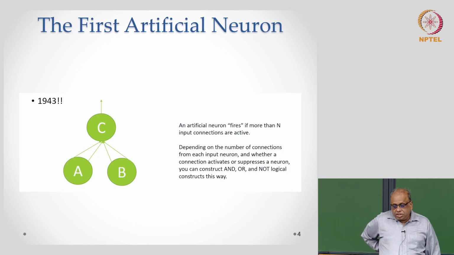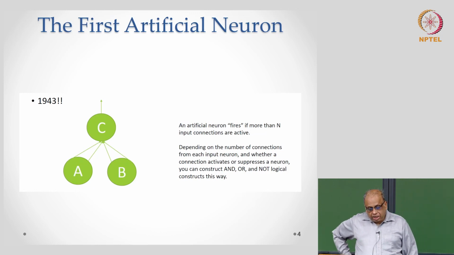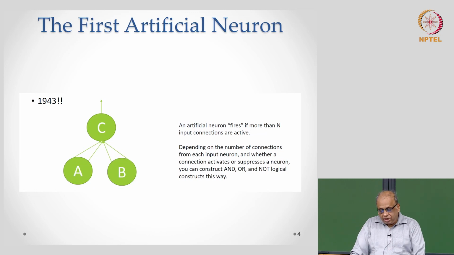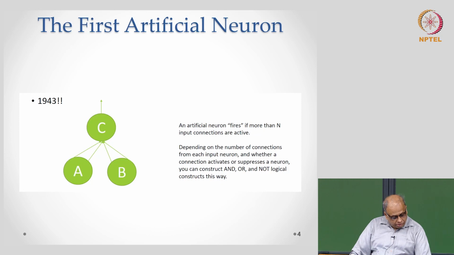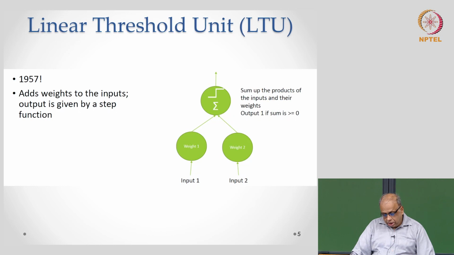So the first artificial neuron was done in 1943, well before the computers. What it says is that we have a neuron C, which fires if more than n input connections are active. So depending on the number of connections from each input neuron and how it is activated, we can create an AND gate or an OR gate, things that you have studied already in your initial undergraduate courses.